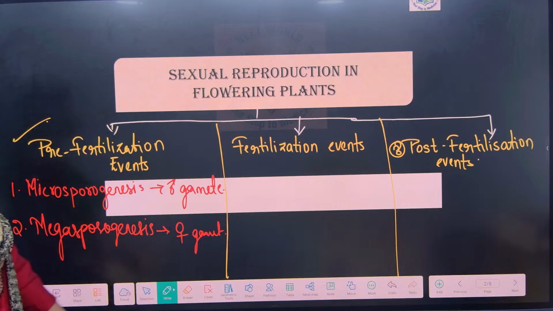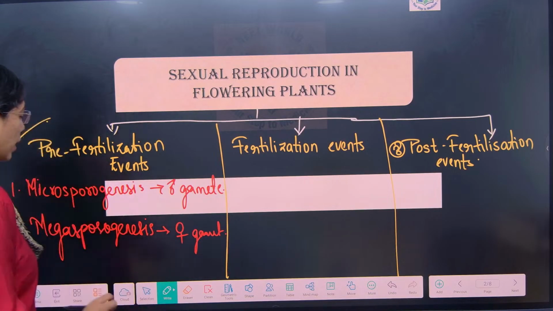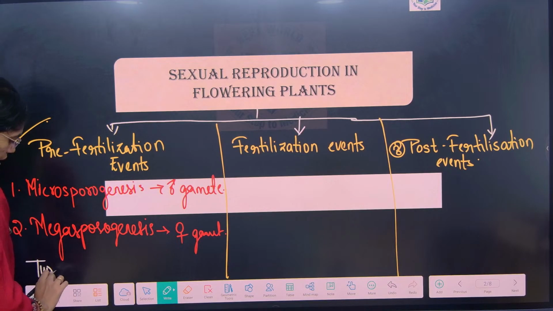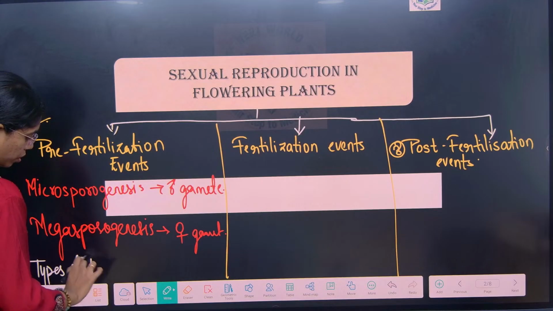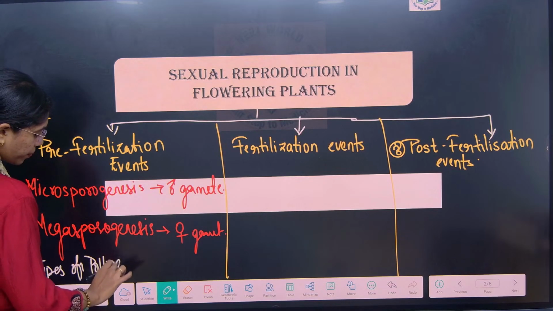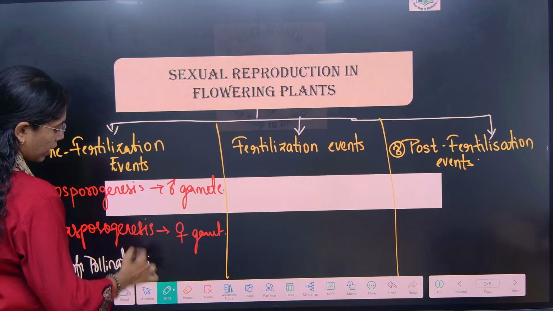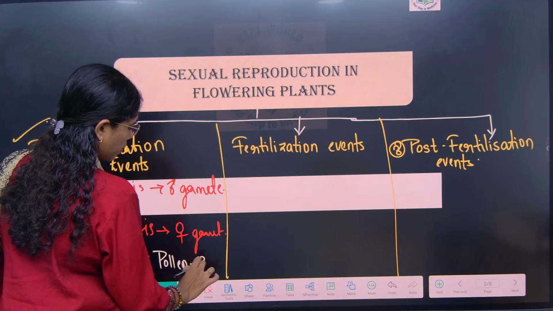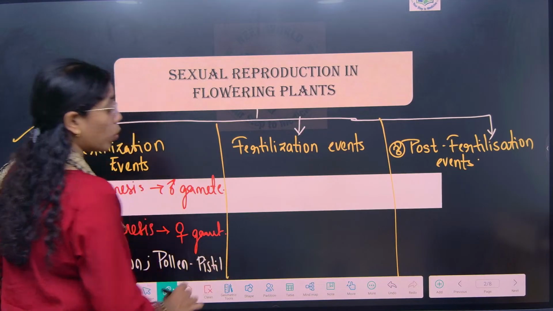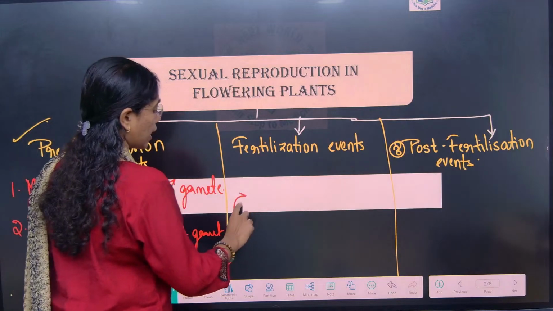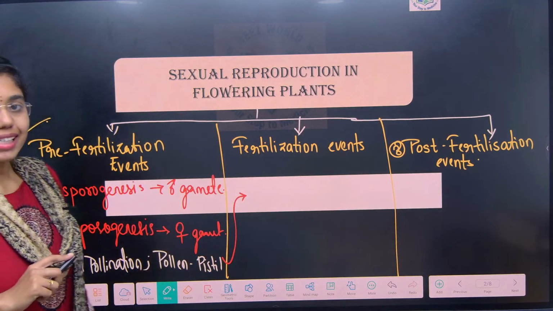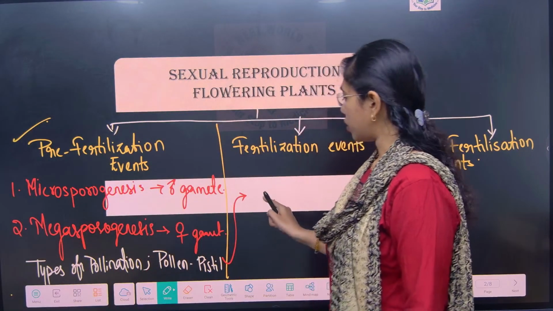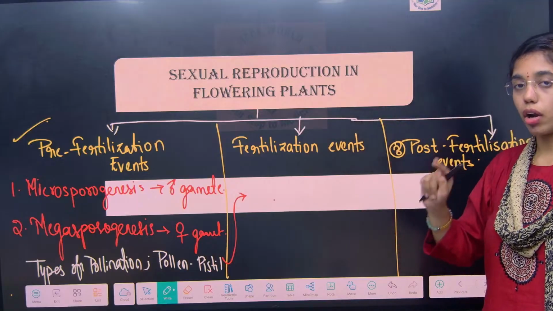And before moving on to the fertilization events, here you will be learning the types of pollination or the modes of pollination, and pollen pistil interaction, post which you learn on double fertilization events. About double fertilization events you have already learnt in your 10th class, right? What is a double fertilization? How is it happening in angiosperms? You have already learnt in 10th.